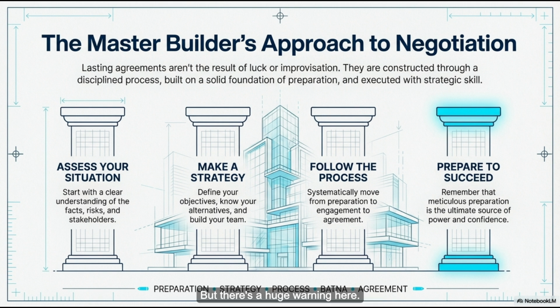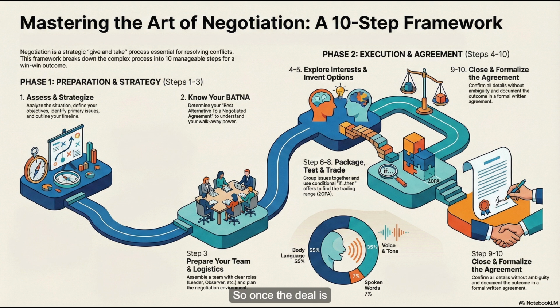But there's a huge warning here. Don't get greedy. Do not get greedy. If you're in striking distance of a deal, don't push for one last little thing. You can blow up the whole negotiation. So once the deal is there, step 10 is to agree. And clarity here is everything. The final agreement must be in writing. A memo of understanding, a contract amendment, whatever the format is. Get the lawyers to approve it, make sure the right people sign it, and agree on an action plan for how it all gets implemented.